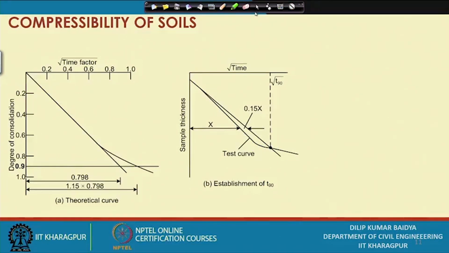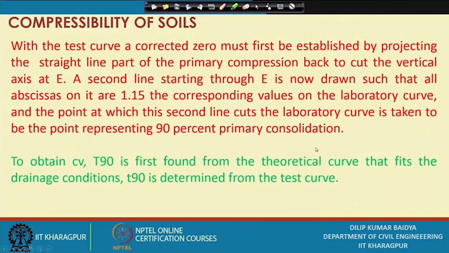Now, based on this, so this point, that means you are getting here by this construction you are getting U90. Okay. Once you get the U90, once again whatever I have mentioned, I will just repeat. With the test curve, a corrected 0 must first be established by projecting the straight line part of it.